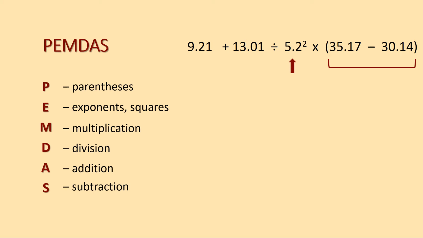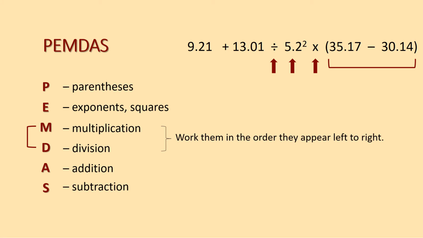Next, we would calculate 5.2 squared because the square is an exponent, and we do those types of operations second. Next would be multiplication and division, and we have some of those. But do we do multiplication before division, or does it matter? Well, if you think about it, multiplication and division are similar operations, with each being the reverse of the other. And here's our rule. You work multiplication and division in the order they appear in your equation, reading from left to right.